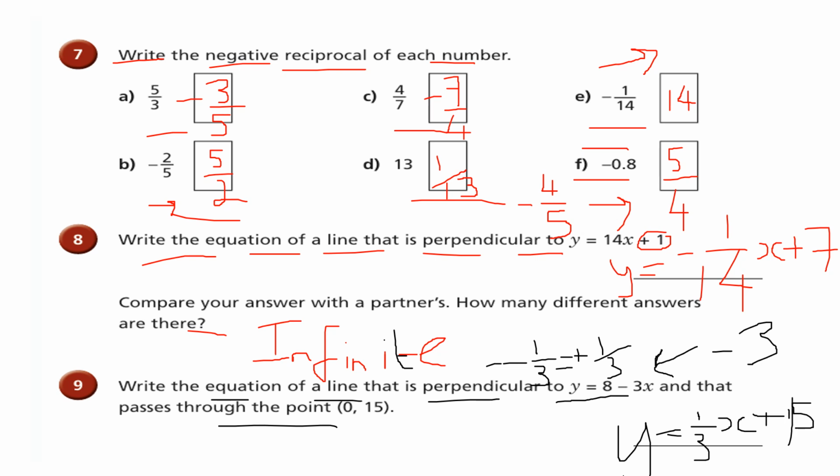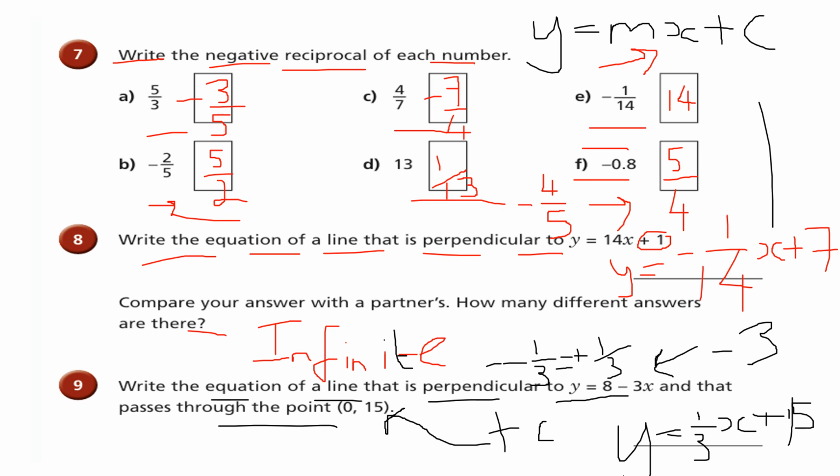As long as your x value is equal to 0, that number is your plus c. In y equals mx plus c, m is your gradient and c is your y-intercept. That's really key, guys. So m is your gradient, the coefficient of x, and c is where it crosses the y-axis. Okay, thank you.